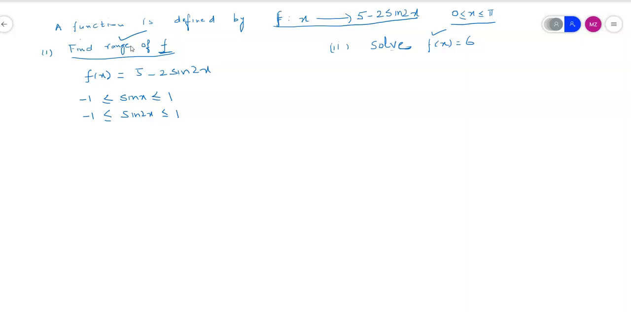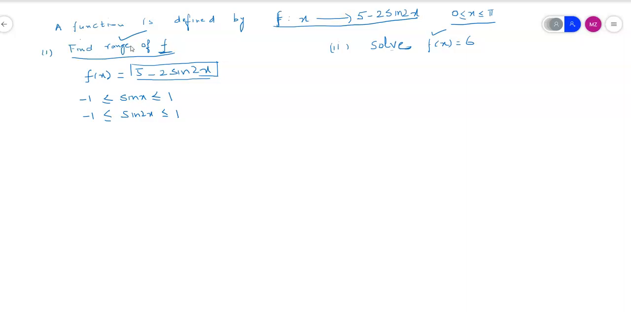Now here we need to check what we have. We have 5 minus 2 sine of 2x. So our aim will be to convert this into this term, 5 minus 2 sine of 2x. First of all we need to multiply the sine of 2x term with minus 2. So you have to multiply minus 2 with sine of 2x, with 1 and with minus 1.